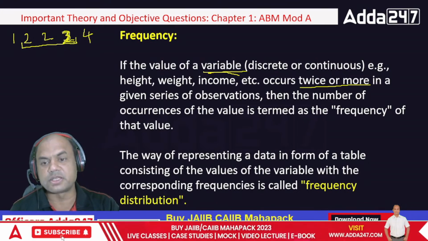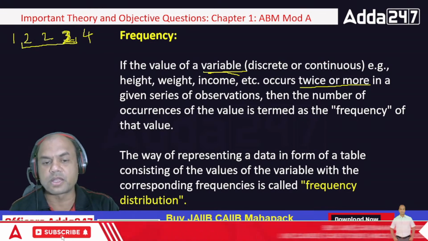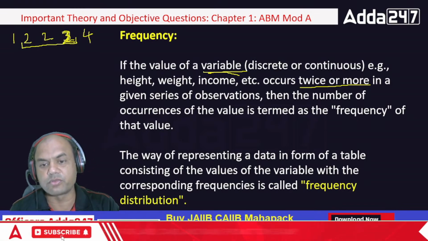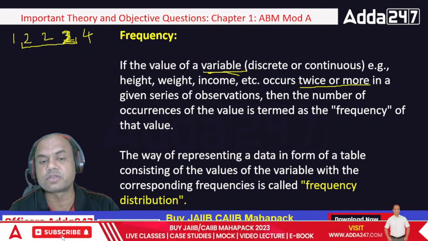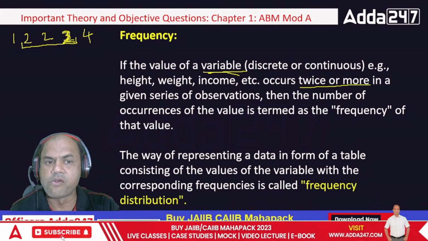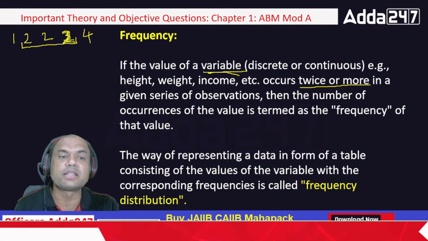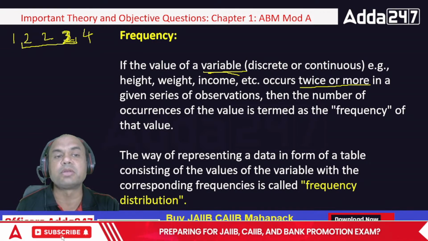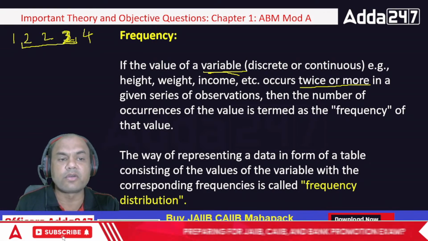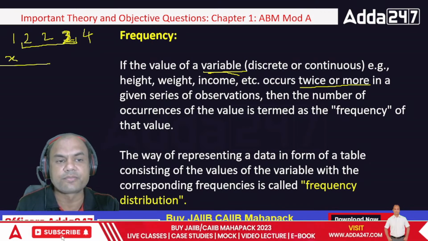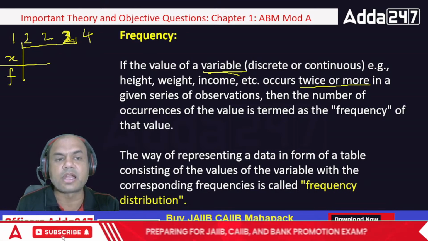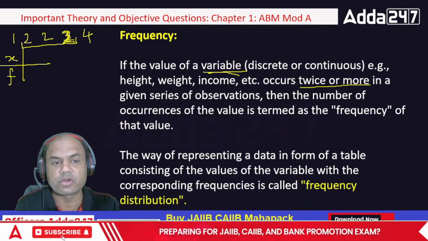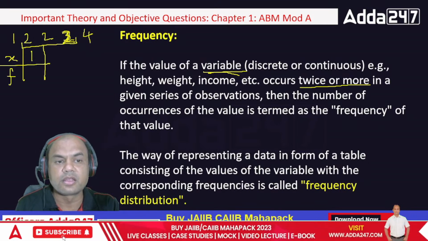The way of representing data in the form of a table consisting of values of the variable with the corresponding frequencies is known as the frequency distribution. Means what? Suppose I want to represent the same elements in a table. How will I represent? I'll take this as x. Then I write frequency. In x, I'll be writing the individual units. What are the individual units? 1, then 2, and then 4.